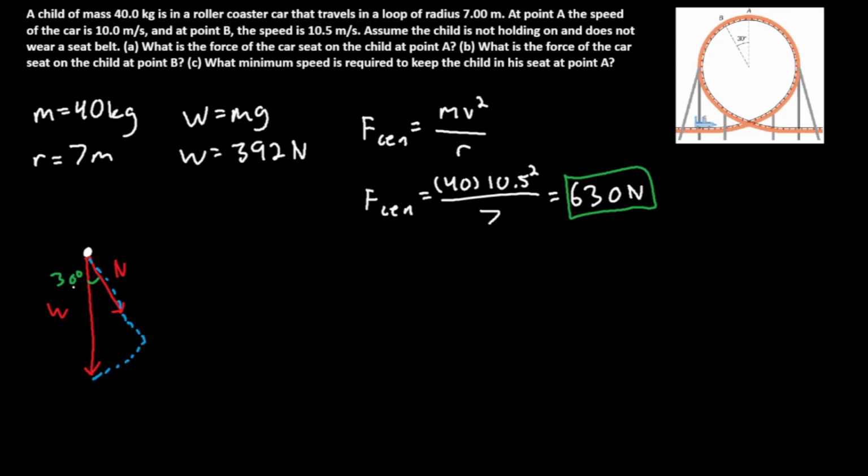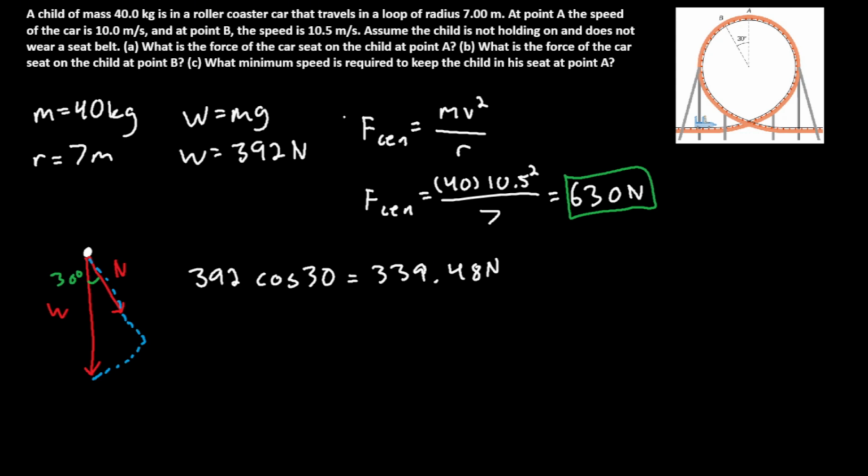So in order to solve for the normal force here, which is the force of the car seat on the child, we need to find your weight radial component. This radial component can be determined by weight, which is 392, times the cosine of 30. The cosine of 30 will solve for the adjacent component, or the radial component, of your weight force. And the radial component of the weight force is equal to 392 times the cosine of 30, which is equal to 339.48 newtons.